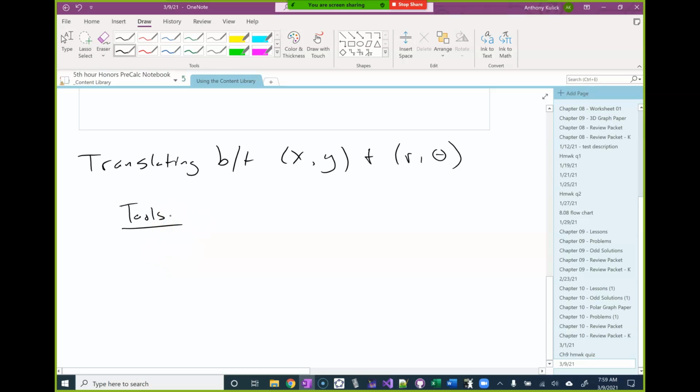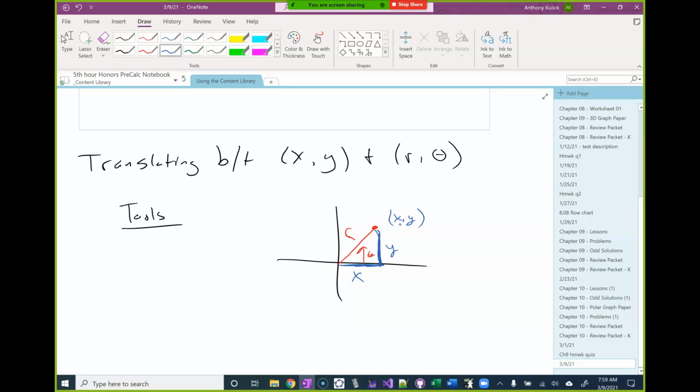Let's draw a picture here first. If I have it here, where that length is r and this angle is theta, I can translate that into an xy coordinate. I can just turn this into a right triangle, right? This is basically what we did in first semester when we defined sine and cosine. You kind of remember this?